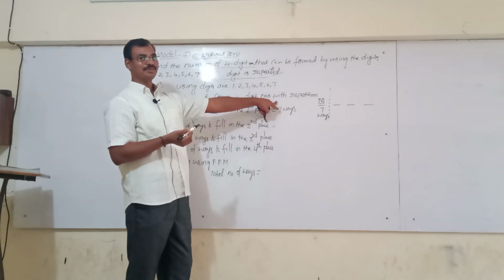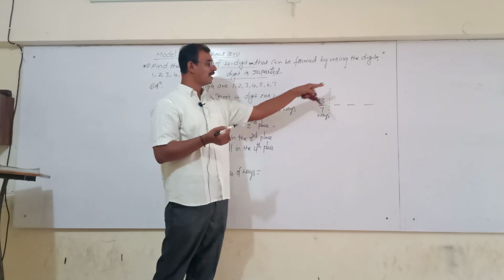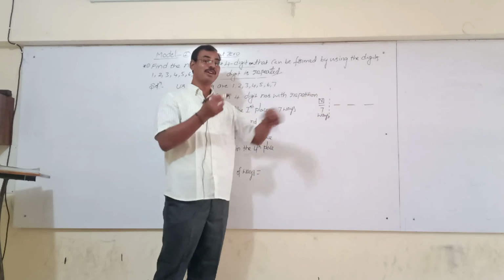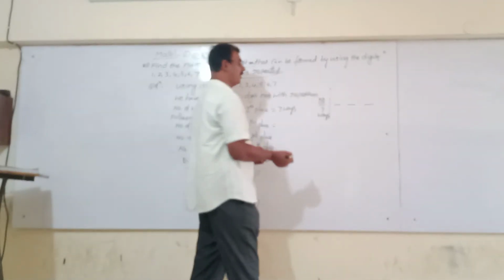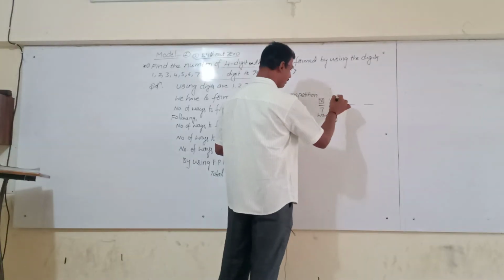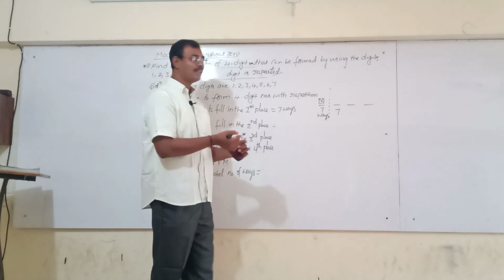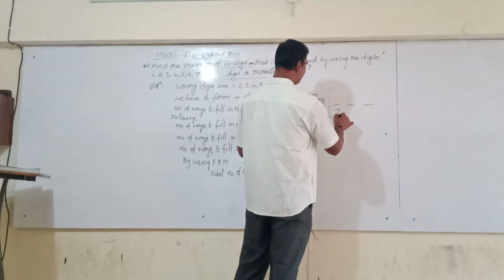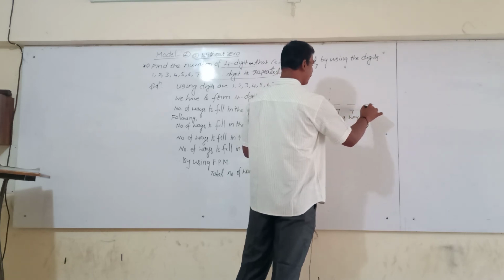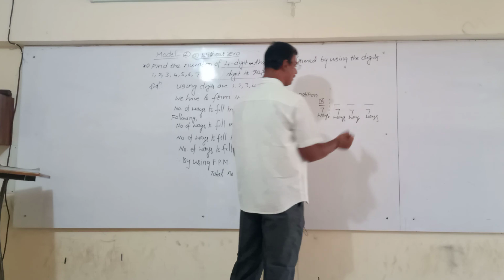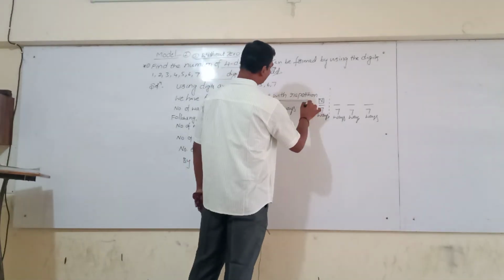6 digits are left. But what is the condition? Repetition is allowed. Suppose if I use number 6, can I use the same number in the next place? Yes. So now how many digits are there? 7 digits. So how many ways could I fill the second place? 7 ways. Similarly, in the third place 7 ways, and the fourth place also 7 ways, because repetition is allowed.